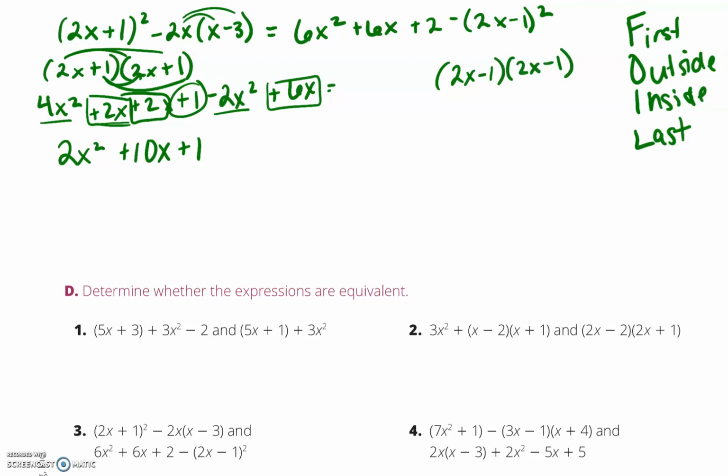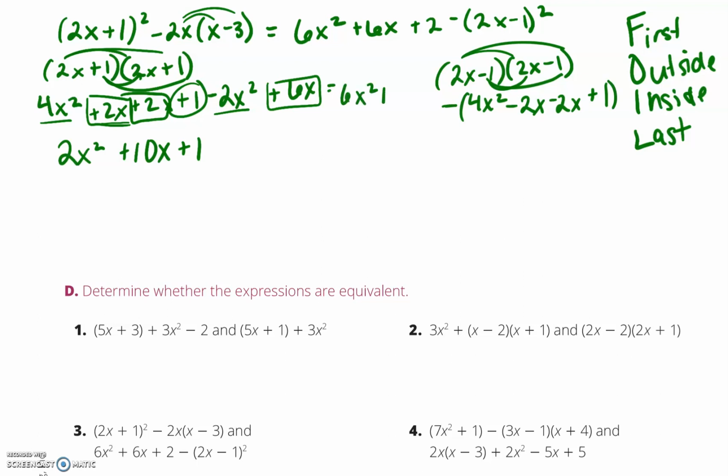Okay, so we're going to do that first, outside, inside, last again. So first numbers in the parentheses, 2x times 2x would be 4x squared. The outside, so the bread to our peanut butter and jelly, 2x times negative 1 would be negative 2x. The inside, so the peanut butter and jelly, negative 1 times 2x would be negative 2x. And the last piece, negative 1 times negative 1 would be positive 1.